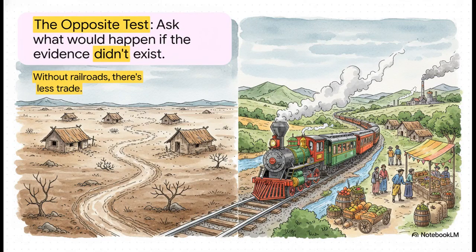And I love this one, the opposite test. To really understand the impact of something, just ask yourself, what would happen if this wasn't here? By imagining a world without railroads, for example, you can immediately see their true effect. They boosted trade and growth. It's a super fast way to find the significance.